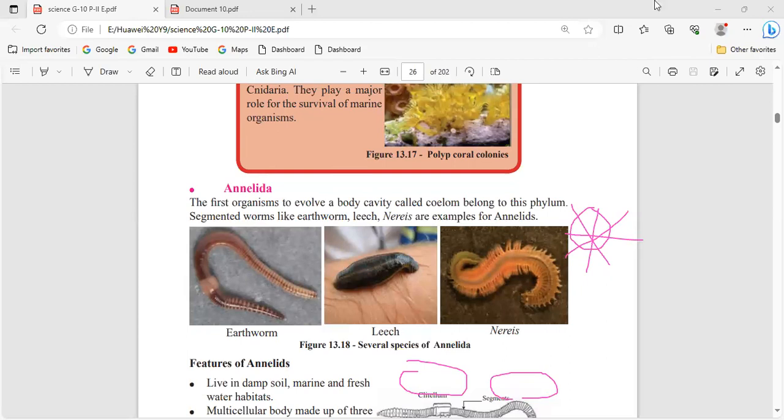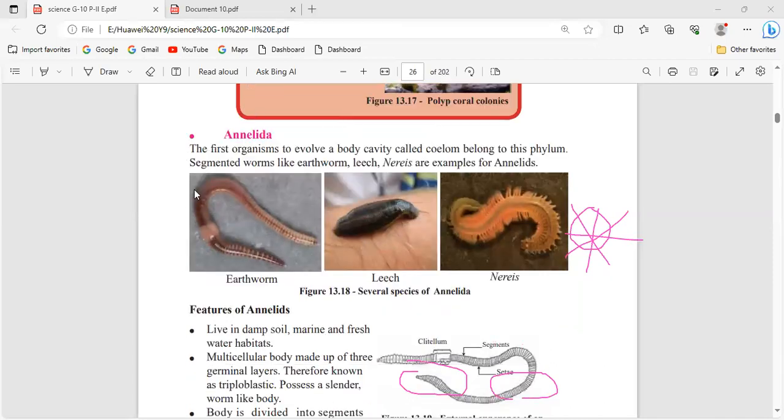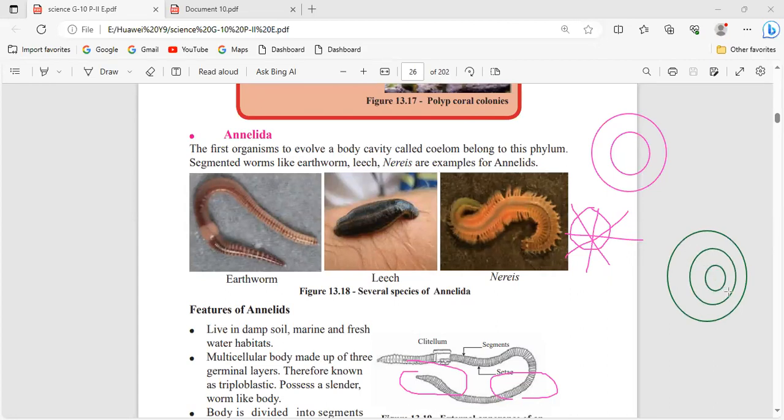Right. Today, we are going to learn about Annelida. Annelida is the first organism to have a body cavity. In Cnidaria, we saw a diploblastic body. In Annelida, it is a triploblastic body, which means they have 3 germ layers.